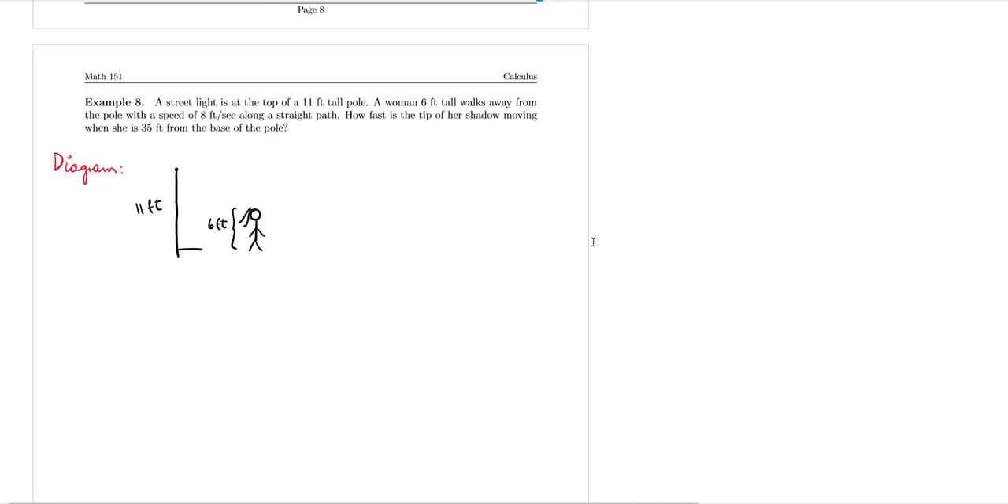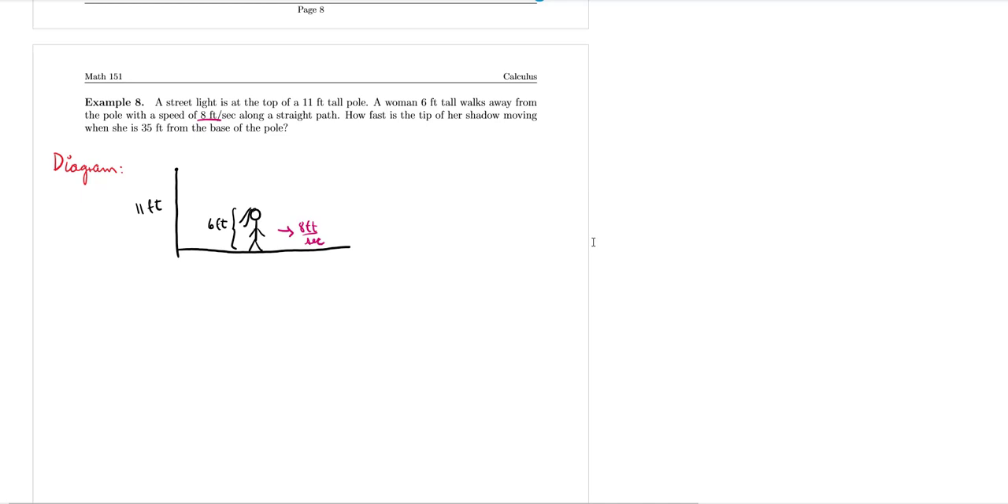Now we know that she is walking away from the pole at a rate of 8 feet per second. So she's going there at a rate of 8 feet per second. I'll put it here. She's going at a rate of 8 feet per second. Now, we want to know how fast is the tip of her shadow moving when she's 35 feet away from the base of the pole.